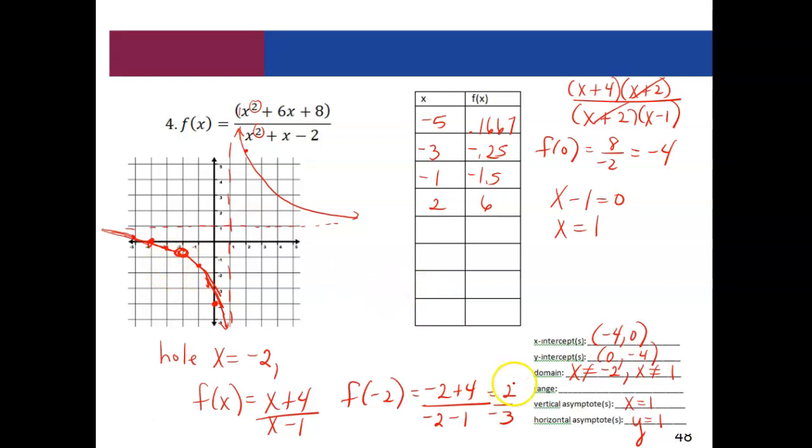So our range on this one is going to be from -infinity to 1, and then from 1 to infinity, because 1 is where our horizontal asymptote was. So it gets close to that value, but it doesn't touch that value, and therefore we need to exclude it as part of the range.